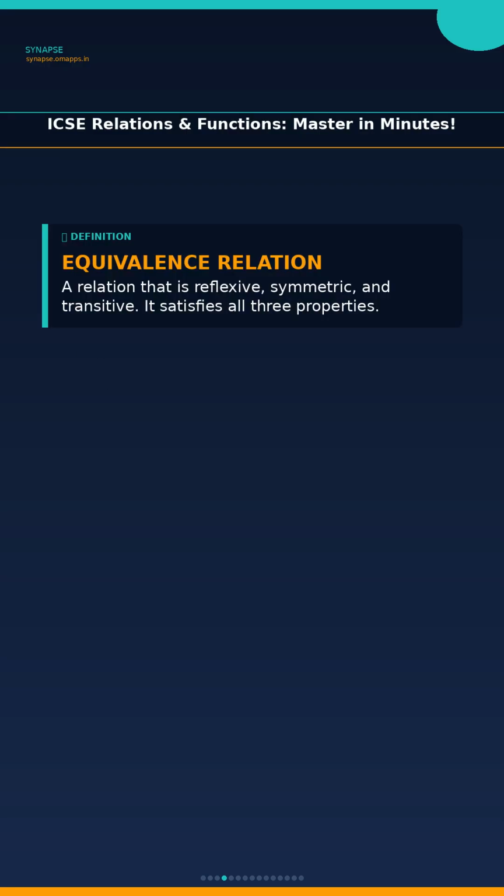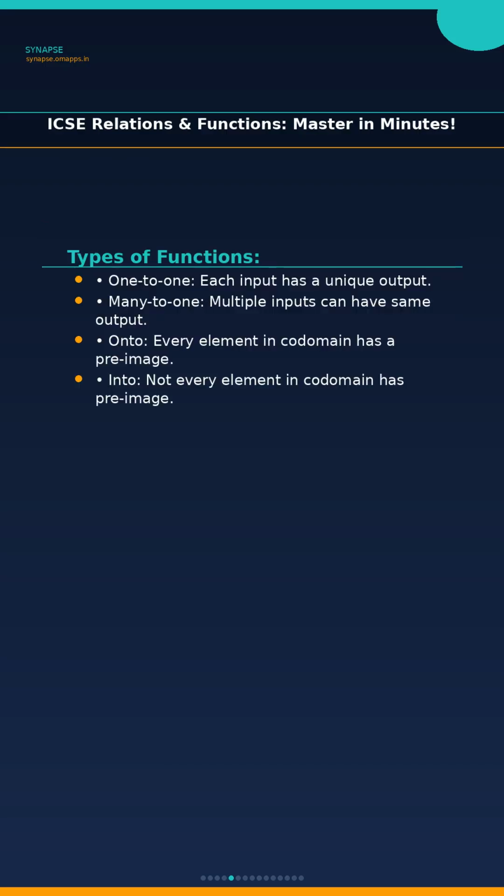Okay, what exactly is an equivalence relation? An equivalence relation is a relation that is reflexive, symmetric, and transitive. Think of it like a perfect relationship. It has to satisfy all the criteria to be considered equivalent. Now, let's switch gears and talk about functions.